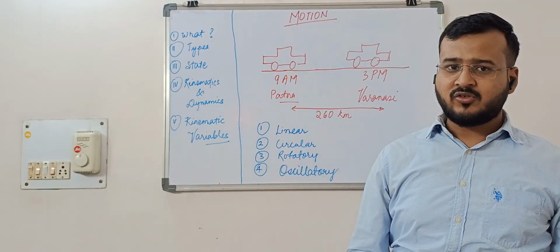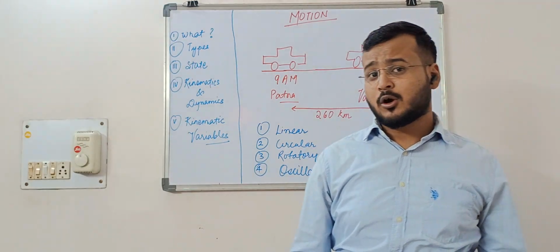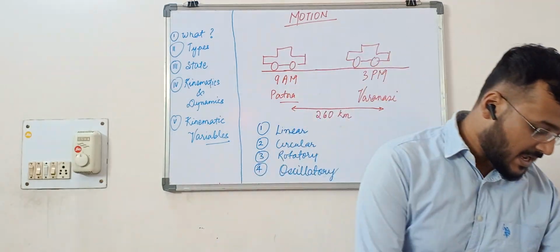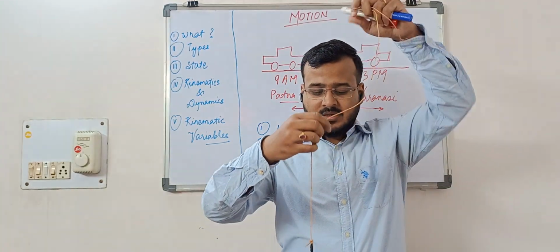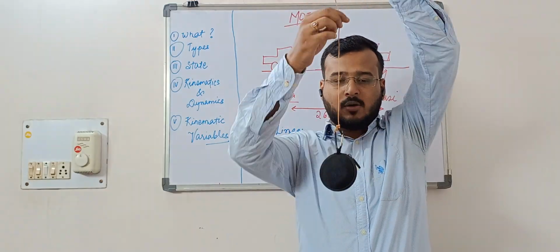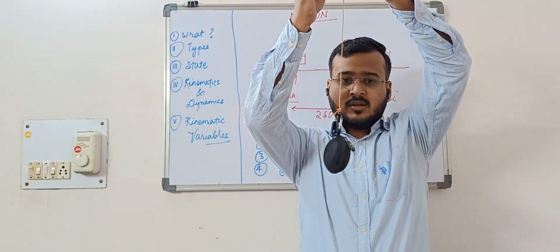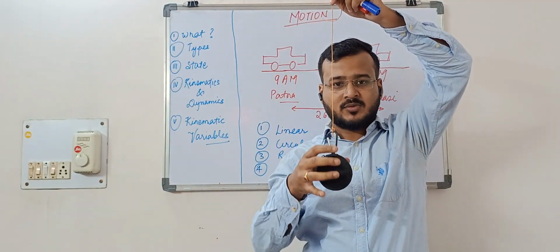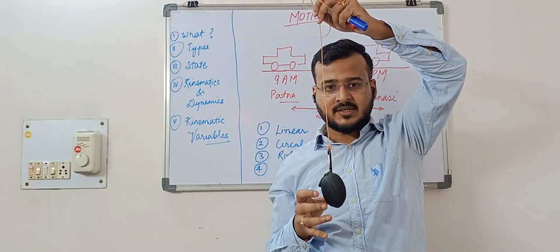And oscillatory motion, a very cool example of oscillatory motion is the simple pendulum. Well, I have already arranged that for you. Let's take this. We have a string attached to an object, right? This is the mean position of the object. Initially, the object is at rest, right?